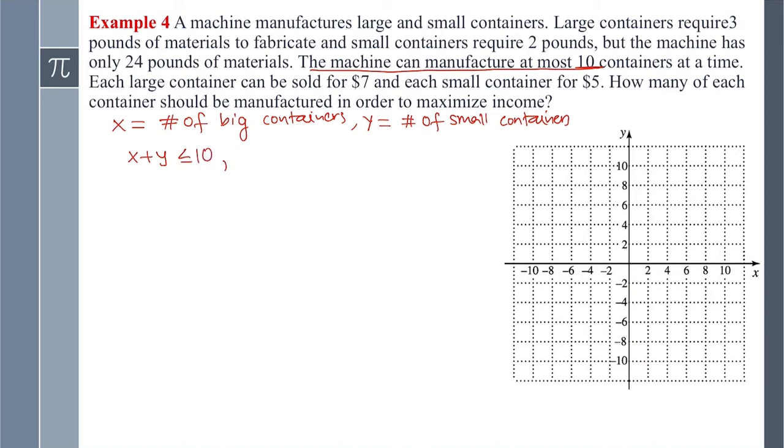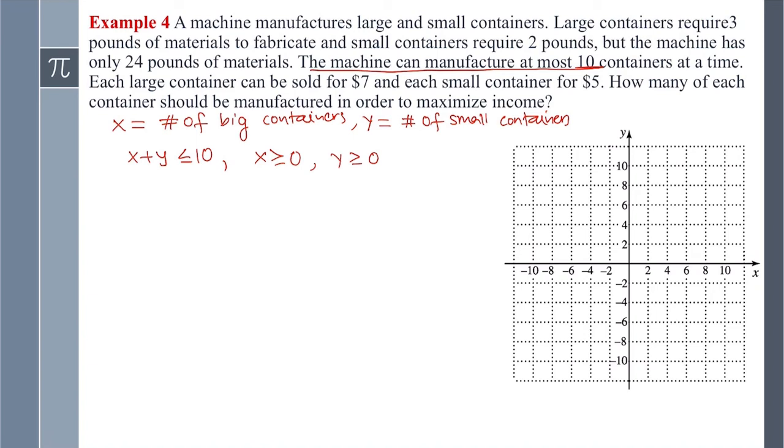And another thing is x must be greater than or equal to 0. So even if we don't produce any container, it's 0 or it has to be positive. It cannot be negative. Similarly, y has to be greater than or equal to 0. Like the first one, if we produce something, we have a positive number, otherwise it should be zero, non-negative.